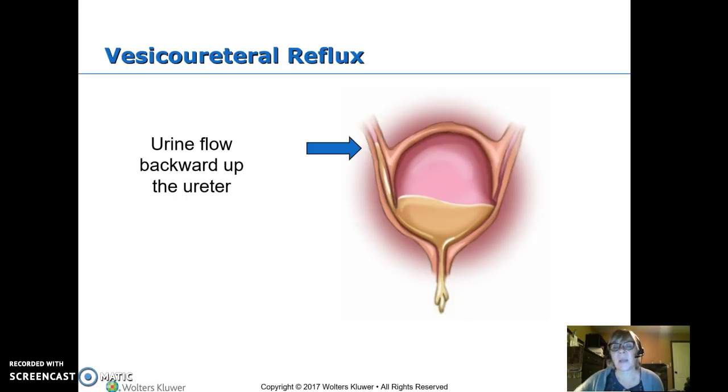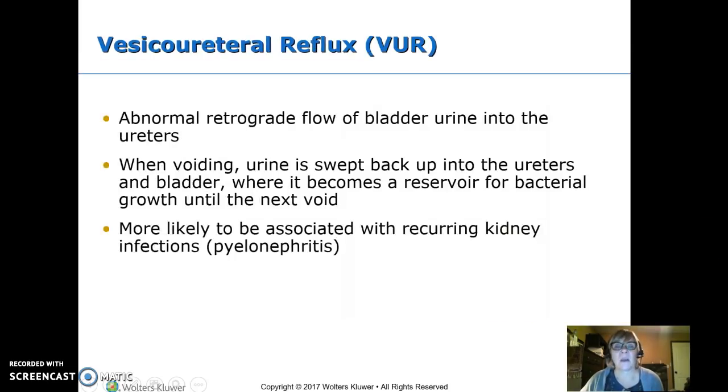A couple of things can cause this. One is overfilling the bladder so that this doesn't close right, and the other is that there's a structural problem with this, and structural problems, they can do surgery and correct it. So I think I just said that. Abnormal retrograde flow.